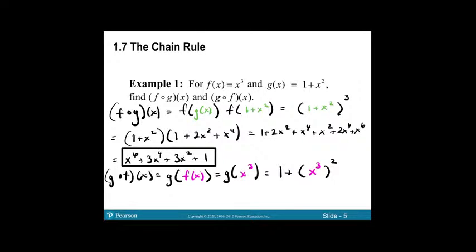So then this gives us 1 plus x cubed squared, and 3 times 2 is 6, so 1 plus x to the power of 6.